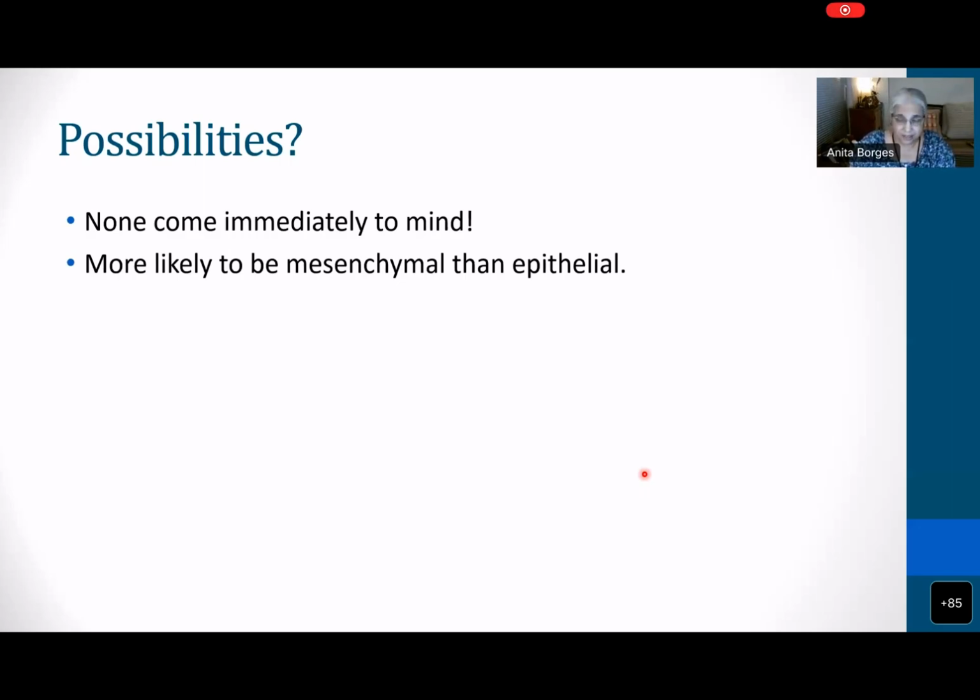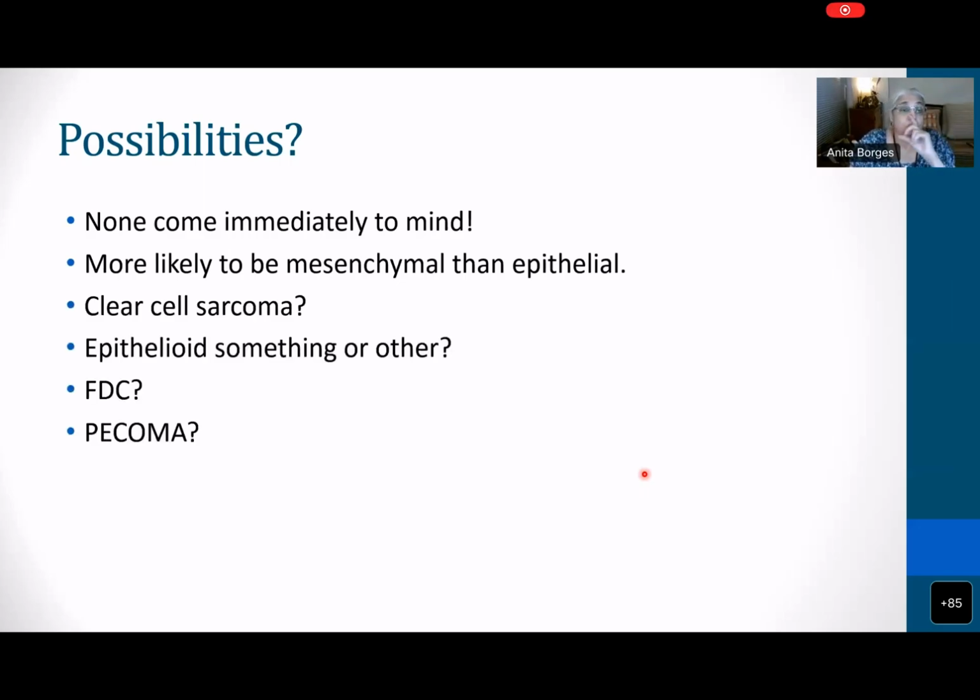It's more likely to be something to do with the mesenchyme. And then you wonder, could it be a clear cell sarcoma? Could it be some epithelioid but not epithelial tumor of some sort? Could it be a follicular dendritic cell tumor? Could it be a PEComa? Do you know what is a PEComa? Perivascular epithelioid cell tumor, okay, which can be large, can be very clear, and so forth. So there are various possibilities that come to mind.